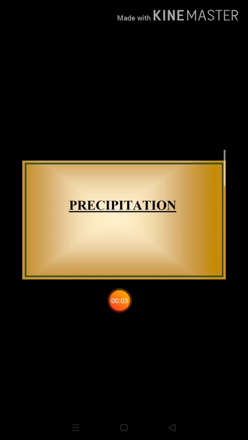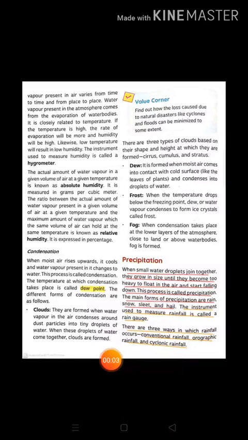Now, we will discuss the precipitation process. Precipitation is the process under which the condensed water vapors fall on the ground in various forms, such as rain, snow, sleet, and hail. Rainfall is the falling down of moisture from the atmosphere in the form of liquid water drops. The instrument which is used to measure rainfall is called a rain gauge. There are three ways in which rainfall occurs: convectional rainfall, orographic rainfall, and cyclonic rainfall.